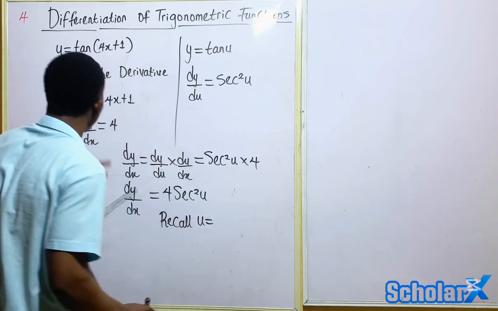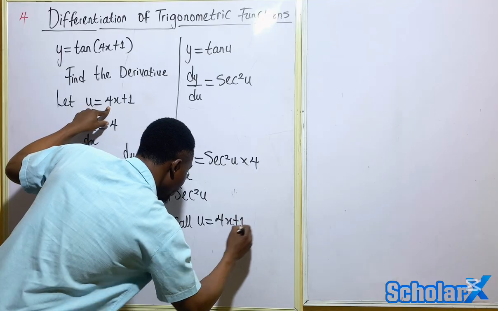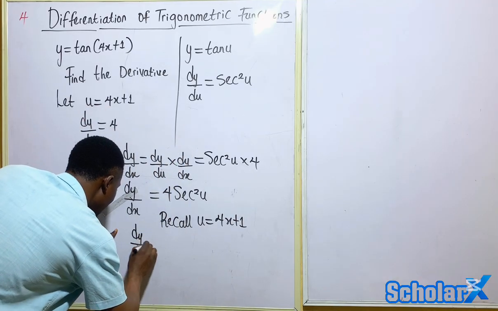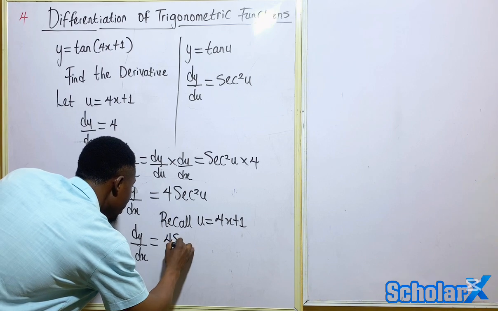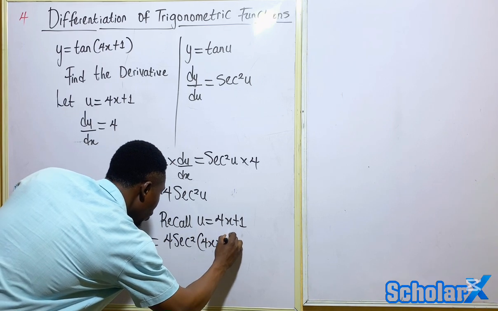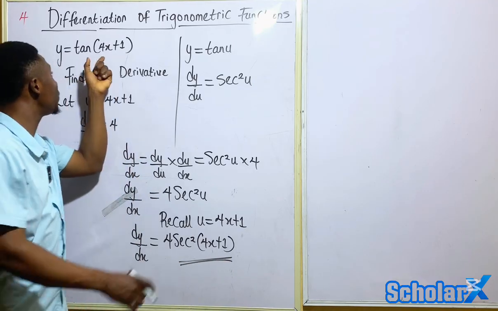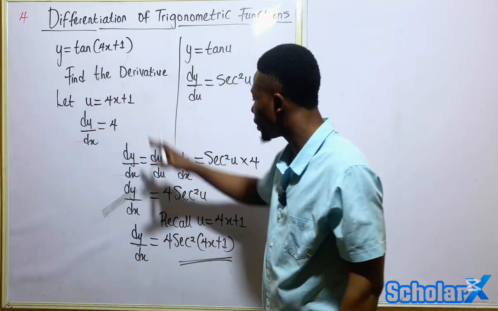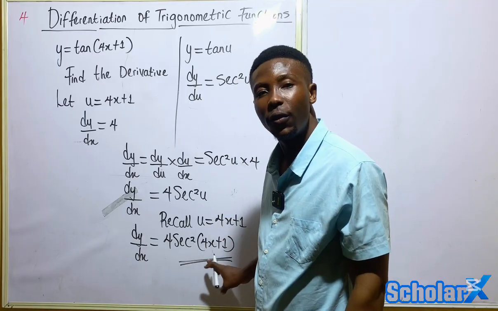Alright? So now we're going to recall that u was equal to 4x + 1. So that means dy/dx is going to be equal to 4 sec²(4x + 1). And then this gives us our answer. So when you differentiate this function, tan(4x + 1), you're going to have 4 sec²(4x + 1).